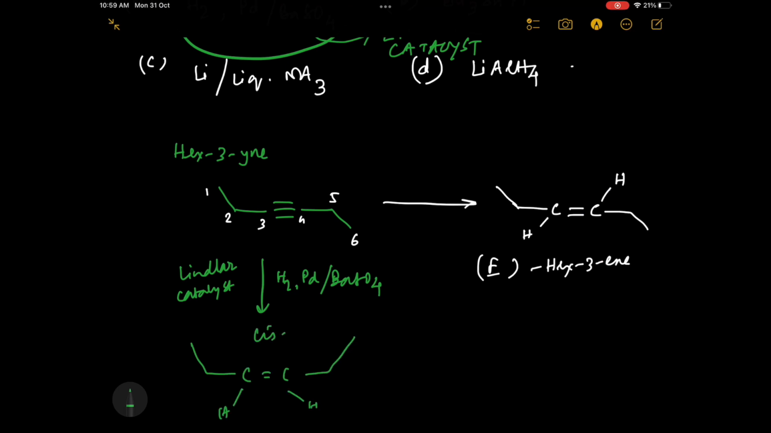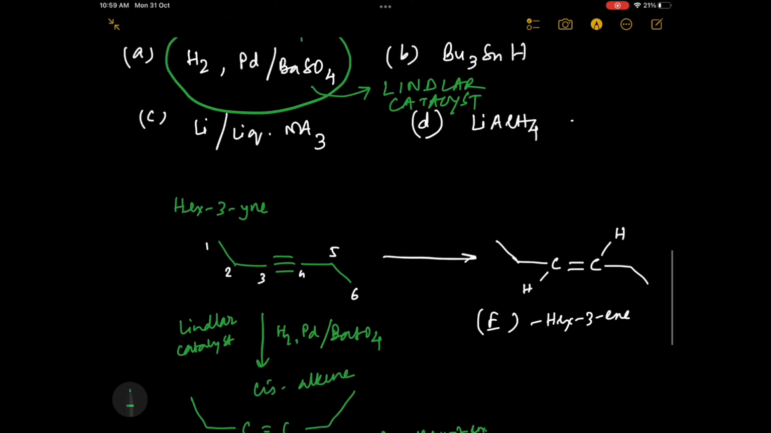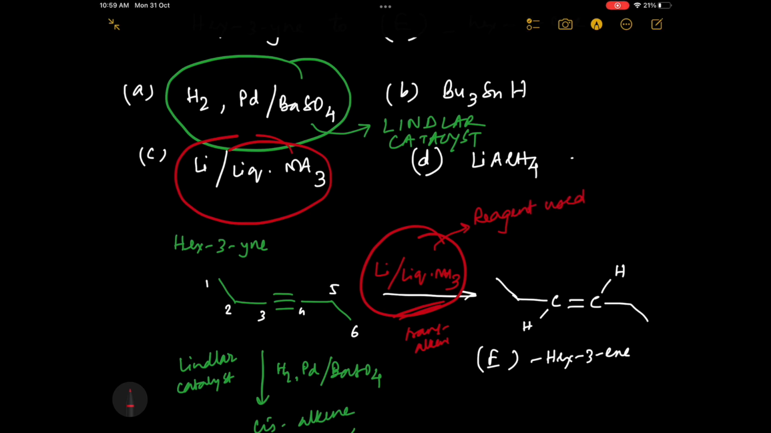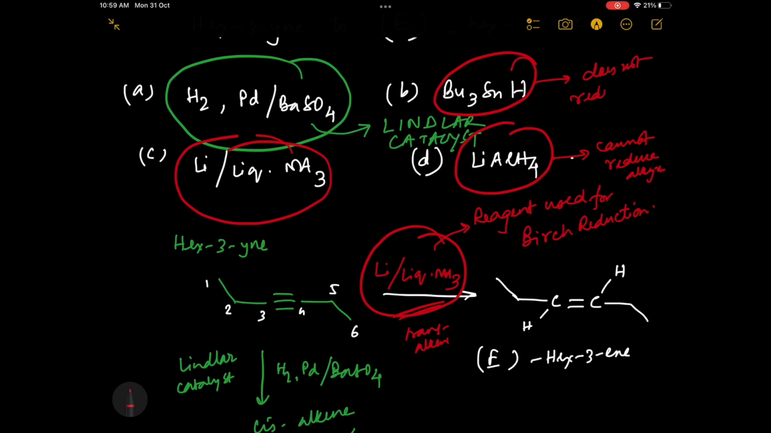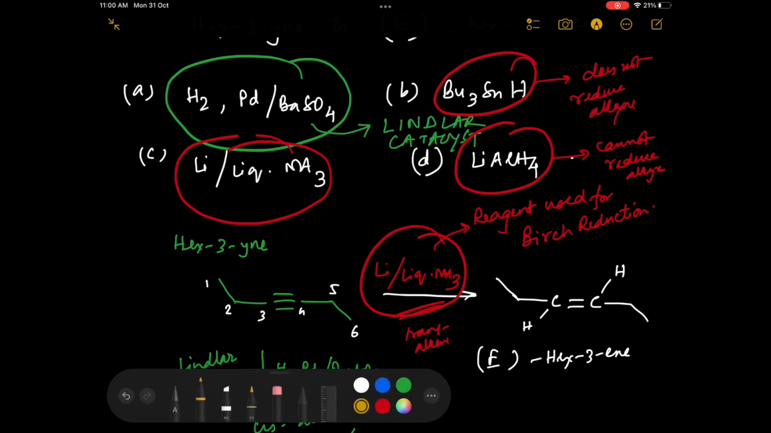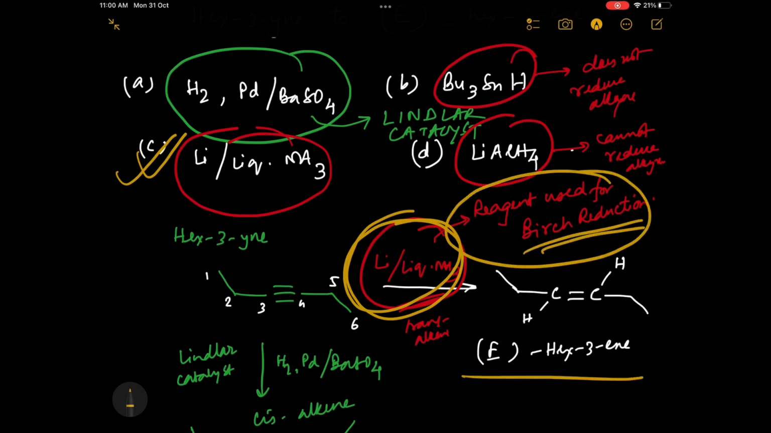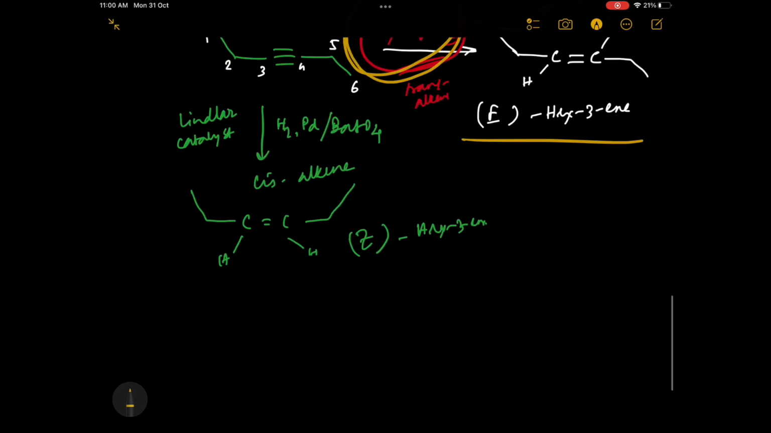So here we can see the reaction that is happening. We get the cis alkene. And lithium in liquid NH3 is basically the Birch reagent, which is used in Birch reduction. This helps us convert the alkyne to the trans alkene. So lithium in liquid NH3 converts hex-3-yne to E-hex-3-ene. Lithium aluminum hydride cannot reduce alkynes, and Bu3SnH also does not reduce alkynes, and hence the answer for this question is lithium in liquid NH3, which is also the reagent used for the Birch reduction reaction.